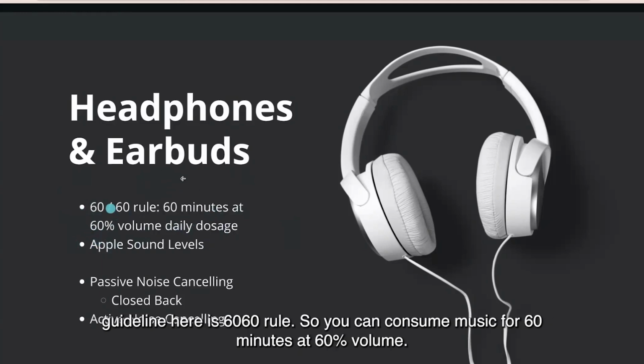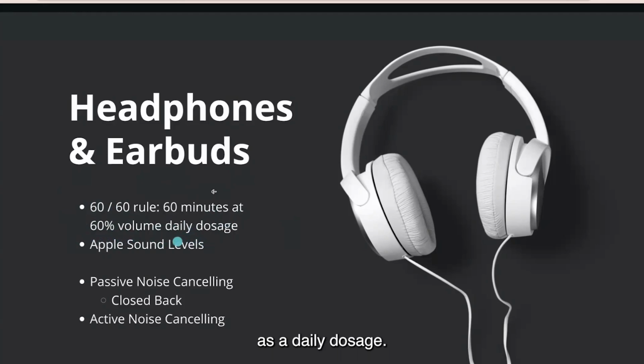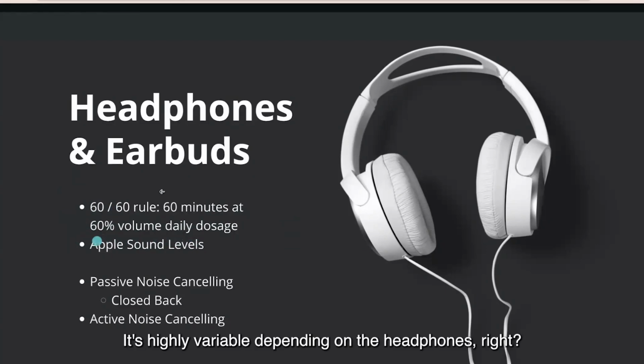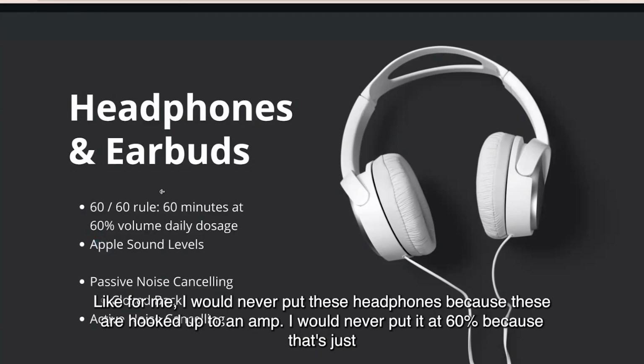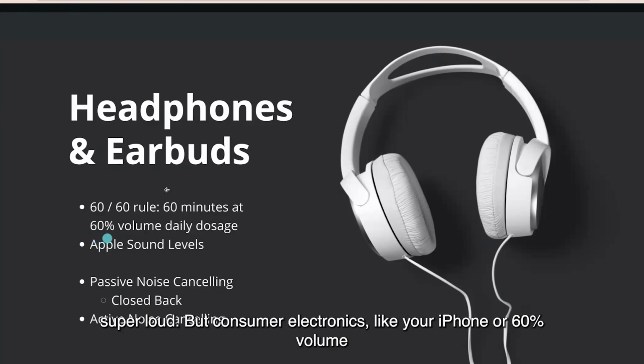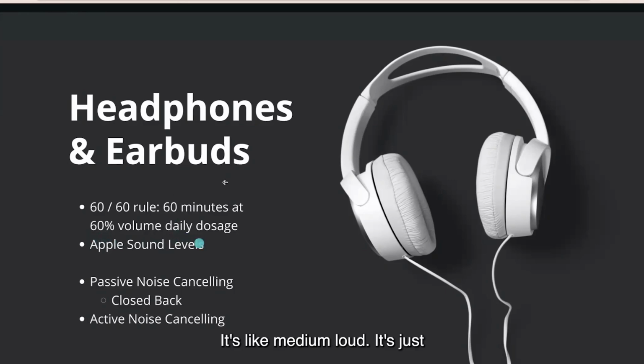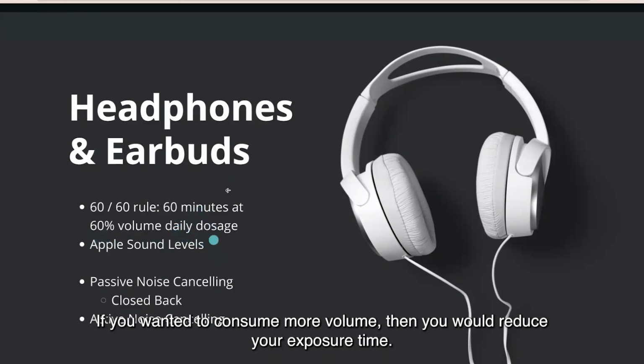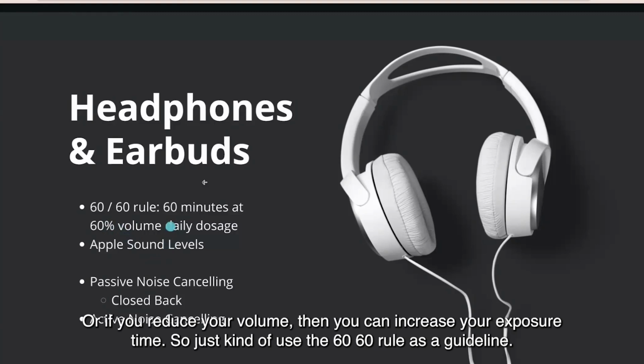So I have a pretty conservative guideline here, the 60-60 rule. You can consume music for 60 minutes at 60% volume as a daily dosage. This is highly variable depending on the headphones and your headphone amp. For me, I would never put these headphones, because these are hooked up to an amp, at 60% because that's just super loud. But on consumer electronics, like your iPhone, 60% volume is like medium loud. If you wanted to consume more volume, then you would reduce your exposure time, or if you reduce your volume, then you can increase your exposure time. So just use the 60-60 rule as a guideline.